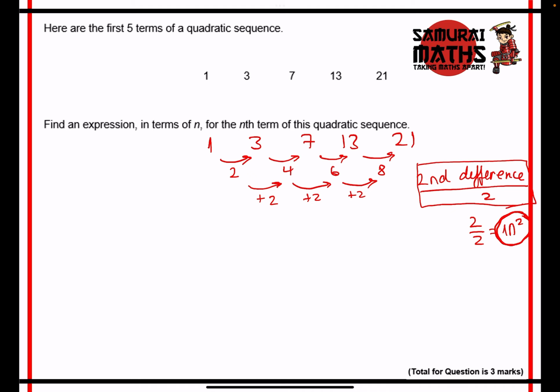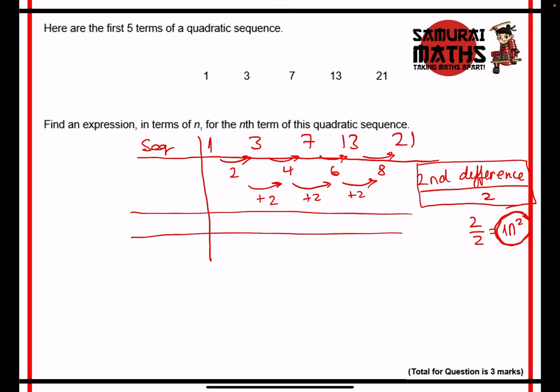First of all, I'm going to do a little bit of labeling so you understand what's happening in this question in general. So this is your sequence. And this is your n squared, so your square numbers. And I've got 1, 4, 9, 16, 25, and so on. Next step, we want to work out the difference between the sequence and the square numbers. So we're going to do sequence minus the square numbers that we just wrote.